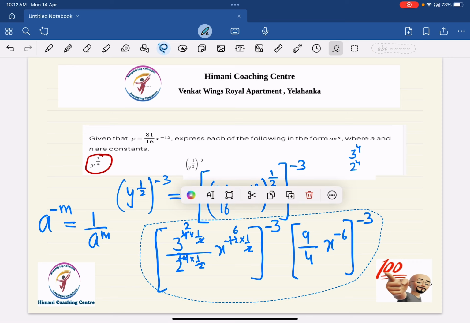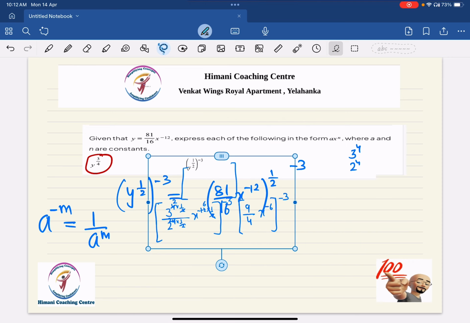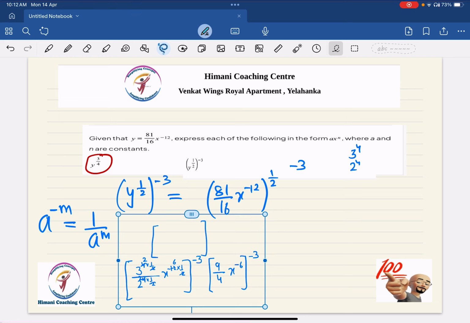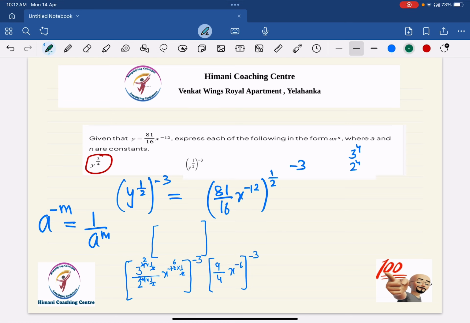Let me make it smaller and keep it here. And let me use another pen and solve this. Now we have 9 by 4 x to the power minus 6, because I want to make the power positive for x to the power minus 6. Now, in order to make minus 3 positive, I have to reciprocate the fraction inside the bracket, which will become 4x to the power 6 over 9 whole to the power 3.